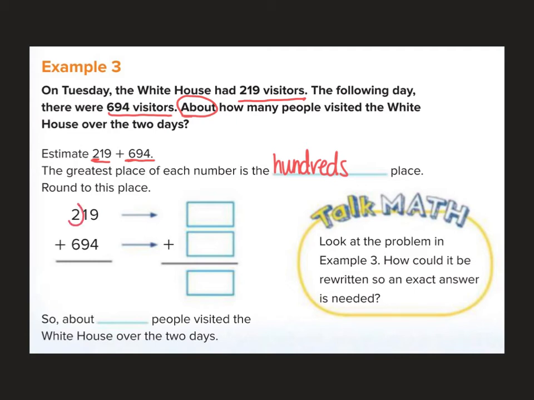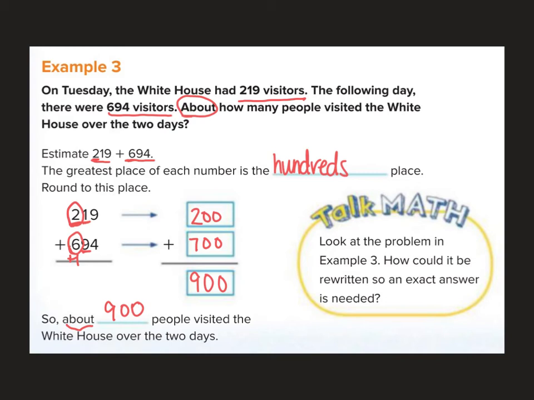So I need to round to this place. I'm going to circle the digit in the hundreds place, underline the 1. The 1 is 4 or less, so the 2 stays the same. So we're rounding to 200. Let's circle the digit in the hundreds place, underline the digit in the tens. The 9 is 5 or more, so I need to add 1 to my 6 to get 700. Okay, when I'm adding these together, 0 and 0, 0 and 0, 2 and 7 makes 9. So about 900 people visited the White House over the 2 days.